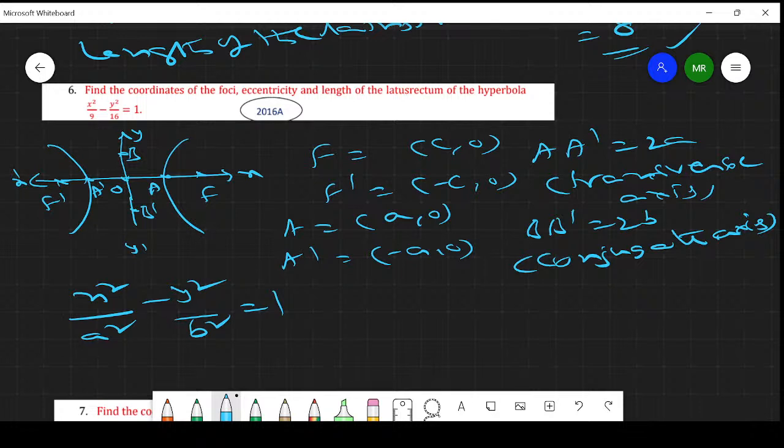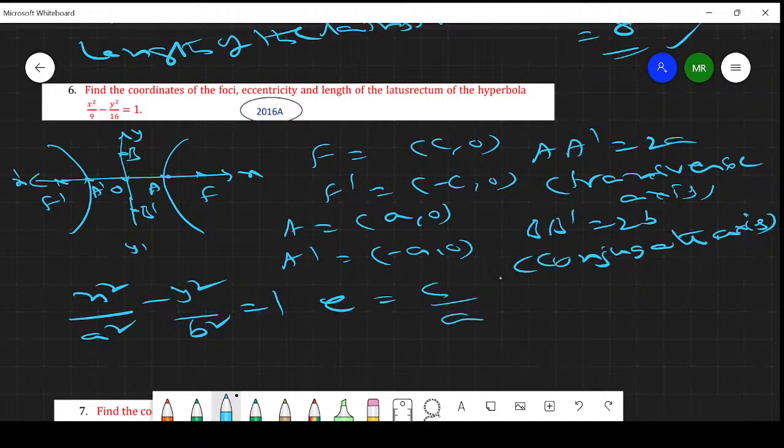In the case of an ellipse, you said a is greater than b, but here we don't need to compare the values of a and b. This is the equation of the hyperbola. The foci are c comma 0 and minus c comma 0, the vertices are a comma 0 and minus a comma 0, and the length of the transverse axis is 2a. The same way you did the ellipse, you can do it here. The eccentricity of the hyperbola is e equal to c by a.